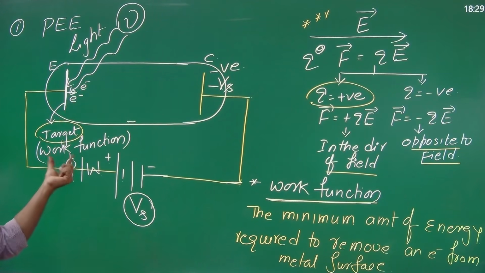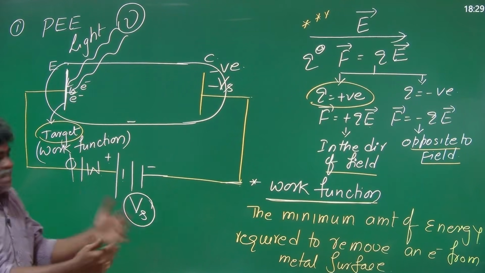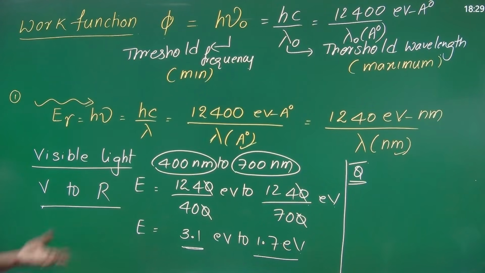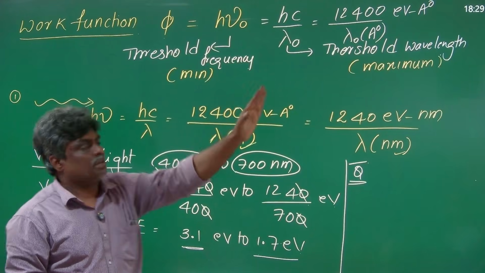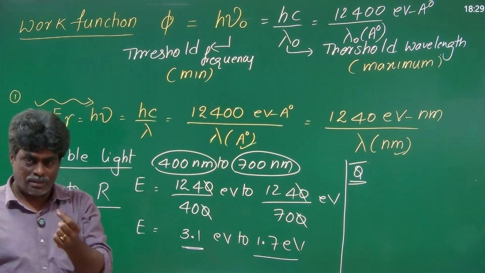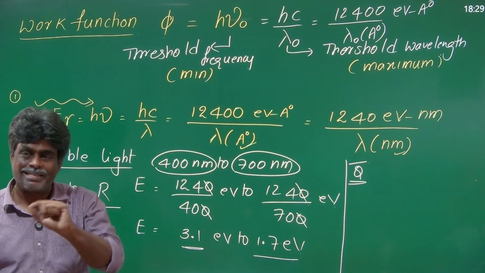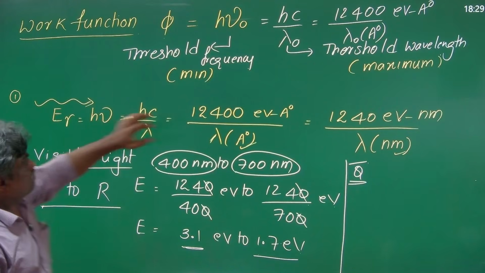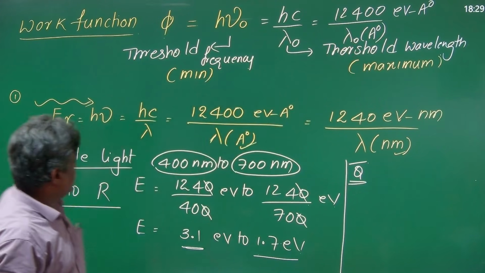The amount of energy required to bring the electron out of that surface is nothing but the work function. That is what I explained in the first. One more time, if anybody didn't listen properly. And here I have given the work function definition. H nu naught, threshold frequency, Hc by lambda naught, threshold wavelength. And to explain this, I have taken this example.